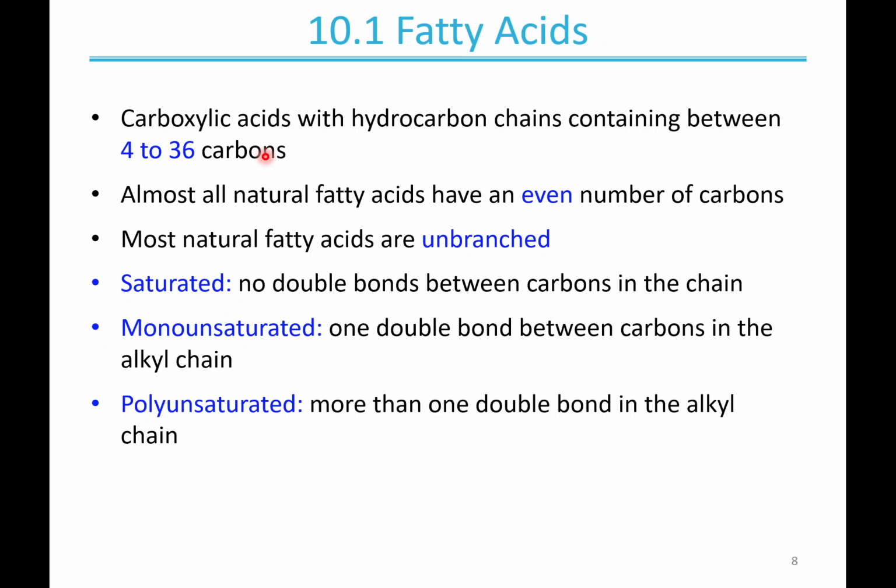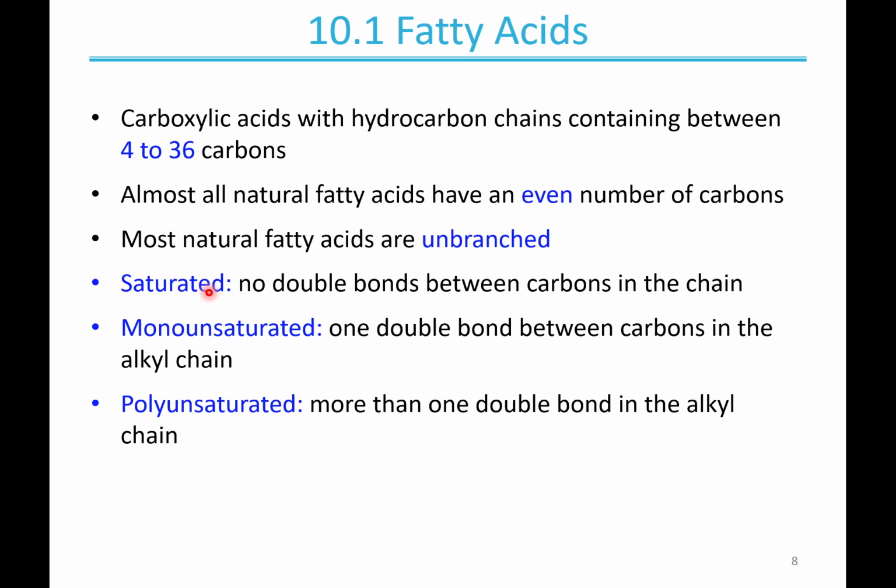Usually you see naturally somewhere on the order of chain length 12 to 20, I think would be the most common lengths. Almost all natural fatty acids have an even number of carbons, and when you look into fatty acid metabolism, it becomes more apparent why, but the carbons are either added or taken off in series of 2 carbons. Most natural fatty acids are unbranched, so they have one chain and the chain doesn't get branched.